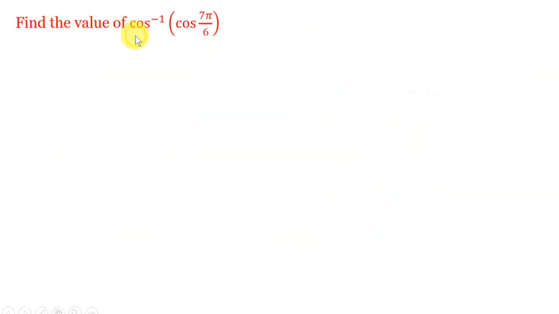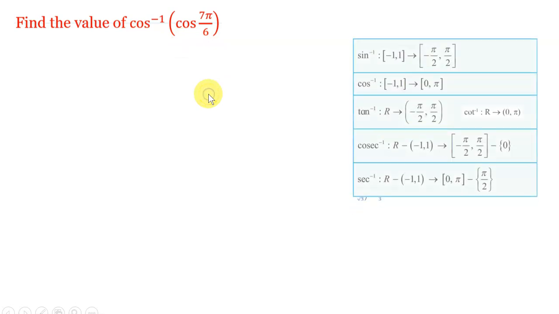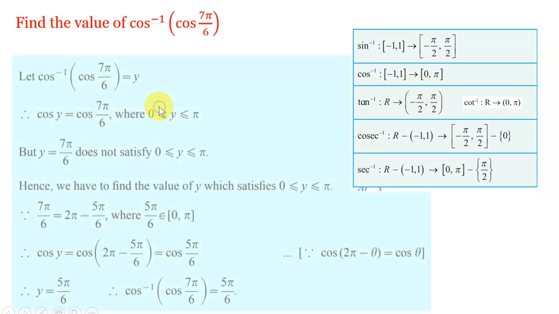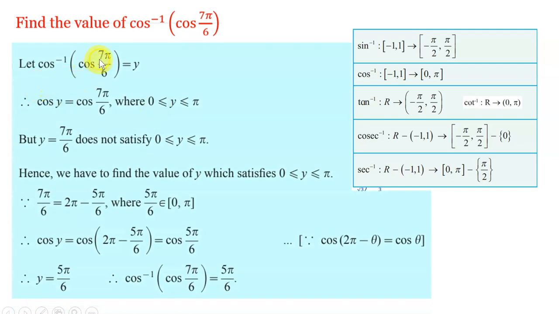Find the value of cos inverse of cos of 7 pi by 6. Now again, the principal branch of cos inverse lies between 0 to pi. Cos inverse of cos of 7 pi by 6 is equal to y. Therefore, cos of y is equal to cos of 7 pi by 6. The value of y lies between 0 to pi. Y equal to 7 pi by 6 does not satisfy this, where y lies between 0 to pi.